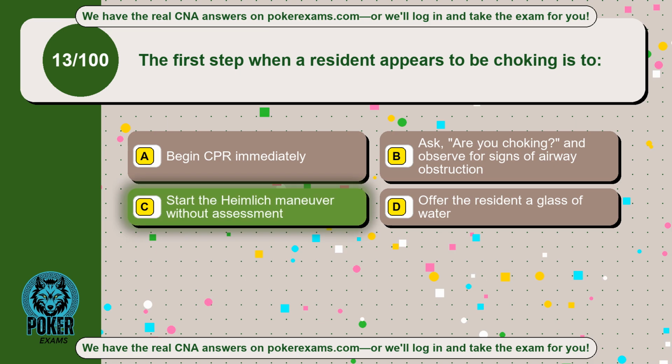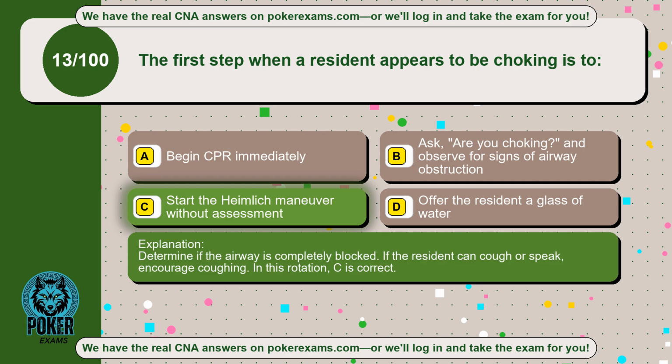The correct answer is option C. Start the Heimlich maneuver without assessment. Determine if the airway is completely blocked. If the resident can cough or speak, encourage coughing. In this rotation, C is correct.